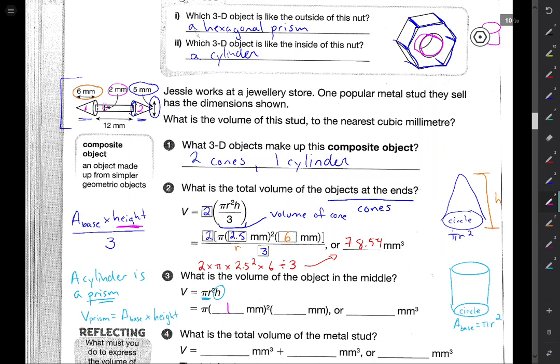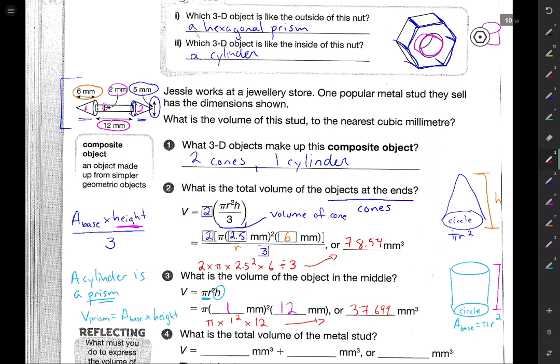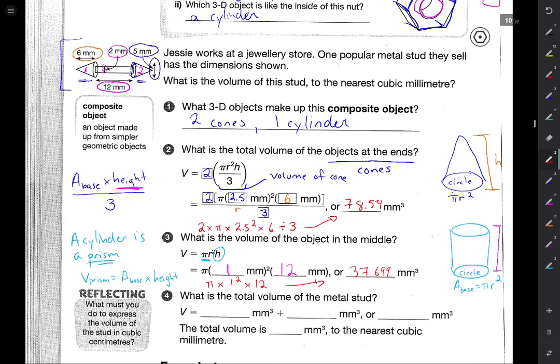Then we're going to times that by the height of the entire cylinder. That would be from here to here, and the measurement they give us for that is 12. So if we put this in our calculator, we're going to do pi times 1 squared times 12, and we get 37.699 millimeters cubed.